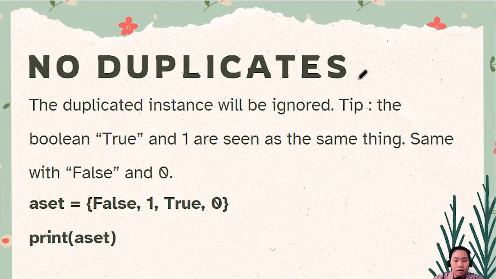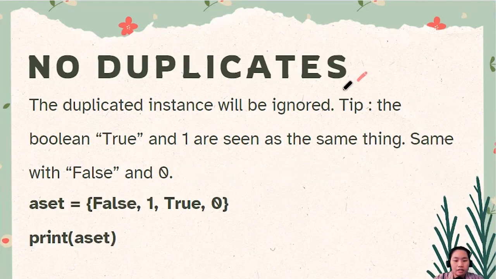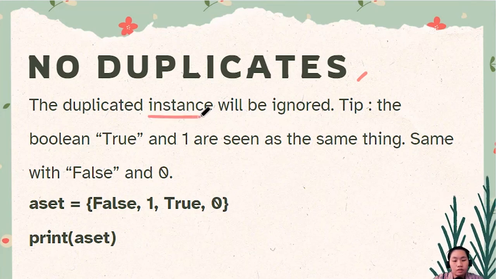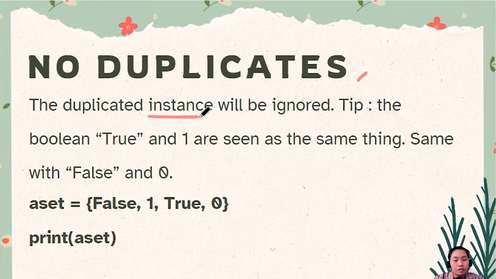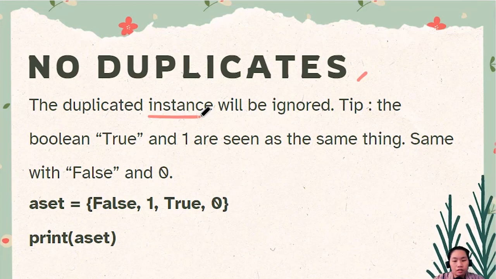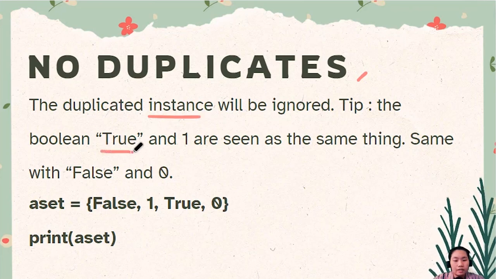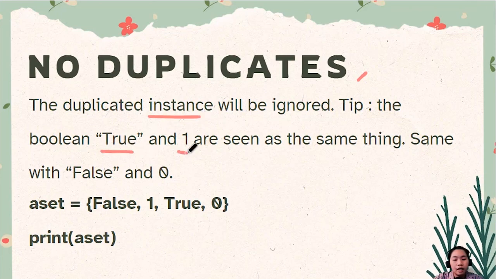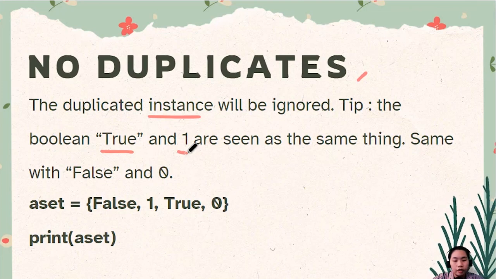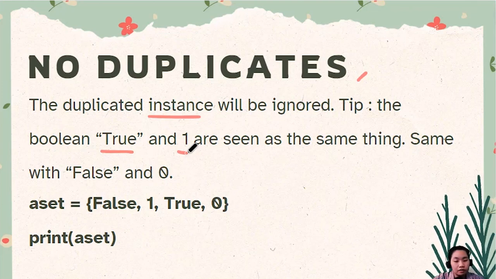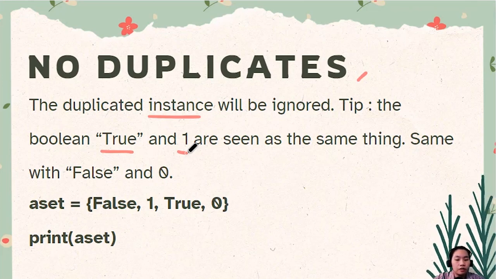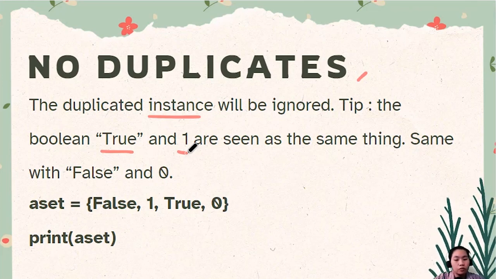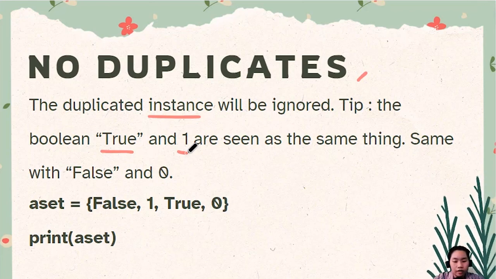A set does not allow for duplicates, so duplicated instances will be ignored. Only the first instance will be displayed, and certain values equate to other values, such as the true value in Boolean is seen as 1. So if a set has a true value and then is followed by the number 1, those are considered duplicates, and only the first instance will be displayed or printed, aka only true will be shown and 1 is ignored completely. The same thing with false and 0.